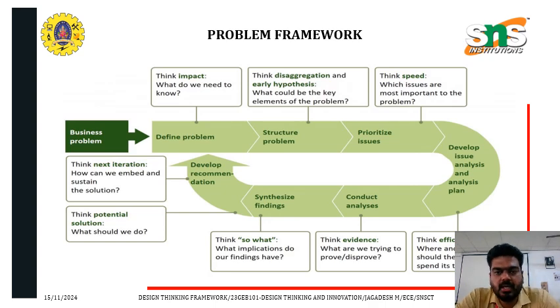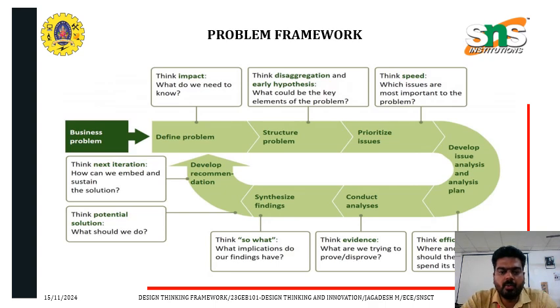So, what actually does a problem framework mean? Think impact. That means, what do we need to know? And think disaggregation and early hypothesis. That is, what could be the key elements of the problem. Think speed. So which issues are most important to the problem? So these are all the factors we have to consider for the problem framework.